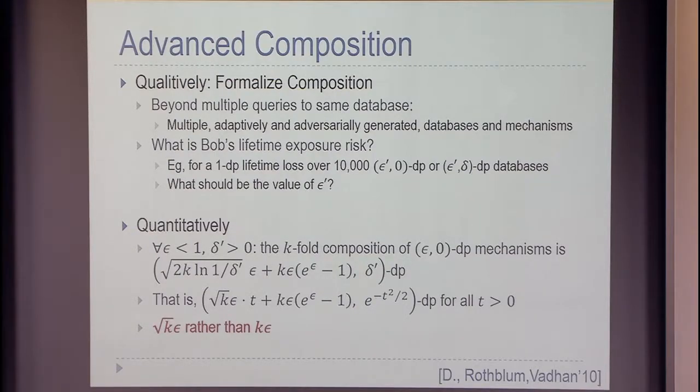Okay. And when you optimize in here, it turns out what this gives you is that your cumulative loss looks something like square root of k times epsilon rather than k epsilon. Now there's got to be a delta in there, and that delta is going to show up here as a multiplier of log of 1 over delta.